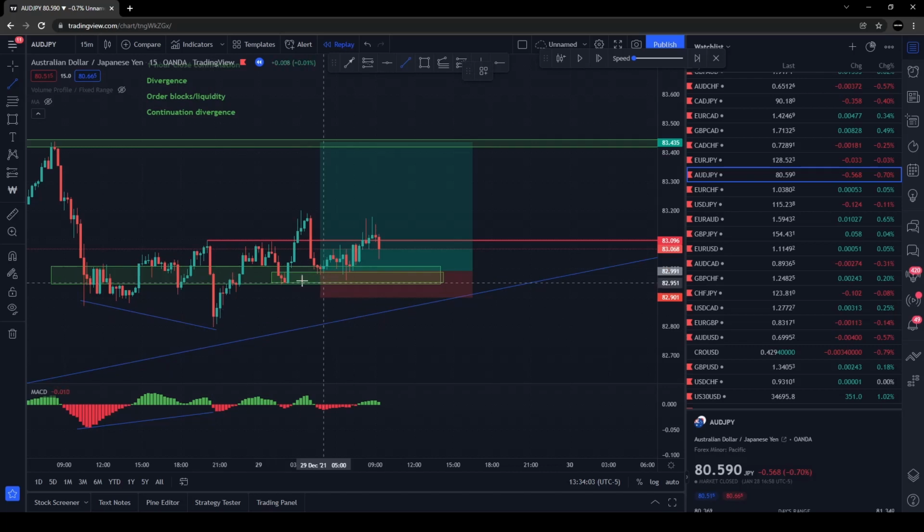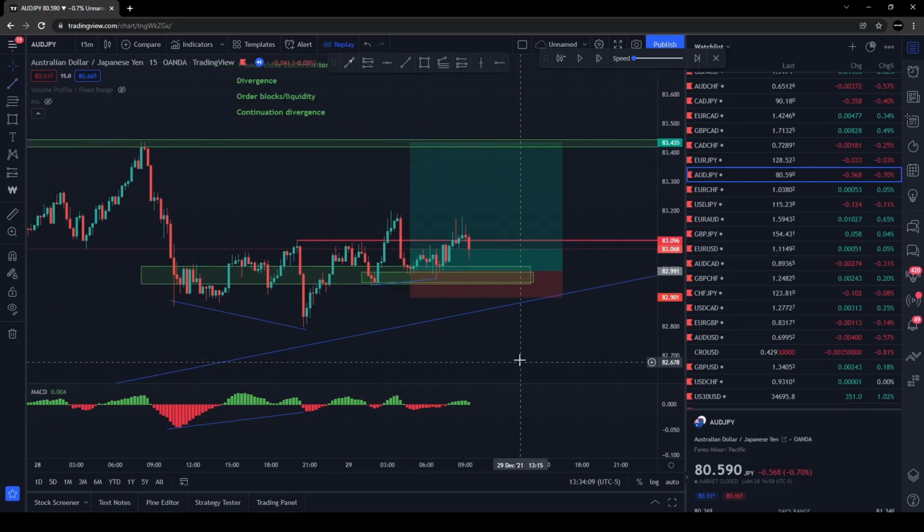So now what I do is I mark from the low to the low. As you can see, it's going higher. And then I mark from the low to the low, and as you can see, it's going lower. So this tells me that price is likely to continue in its intended direction, which is up. So this is bullish continuation divergence.